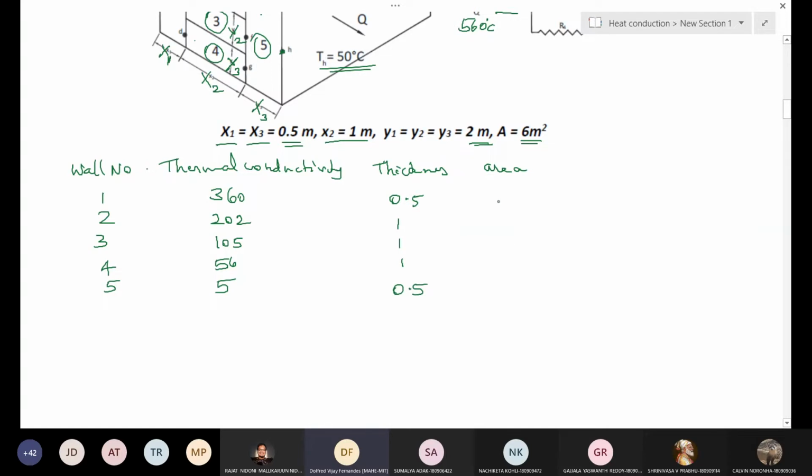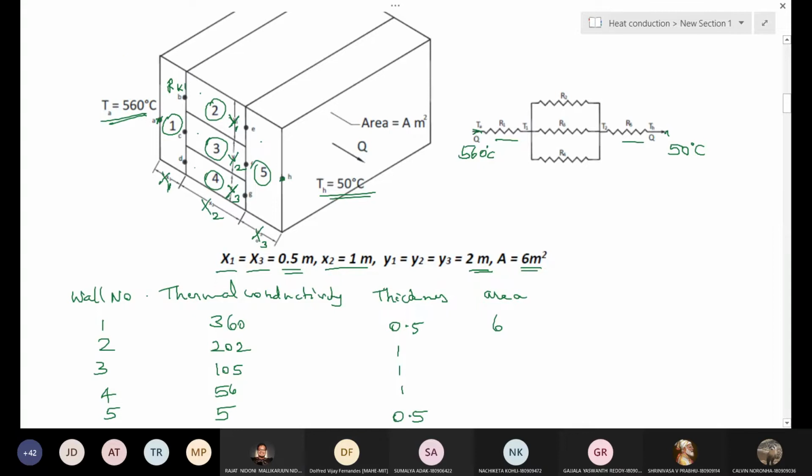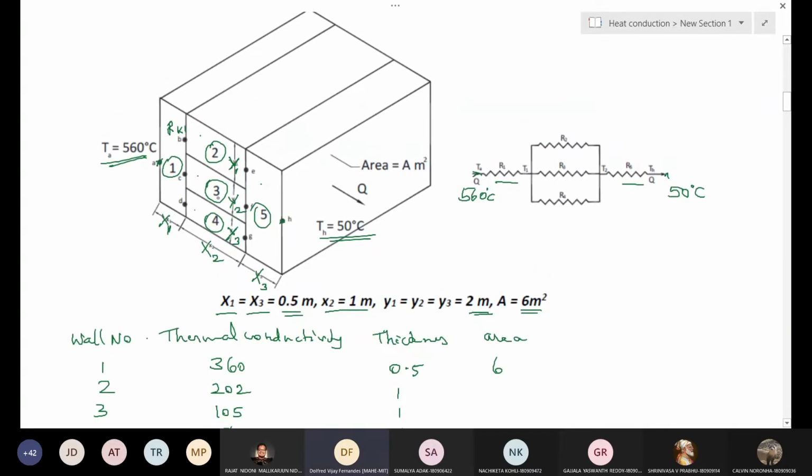Area. Now tell me the area of the first wall. Same as given here, because the first wall is the entire area, it is 6 meter square. Who will tell me the area of the second, third, and fourth wall? How do you calculate? Look at the figure and you can tell me the area of the second wall, third wall, and fourth wall. 2 meter square.